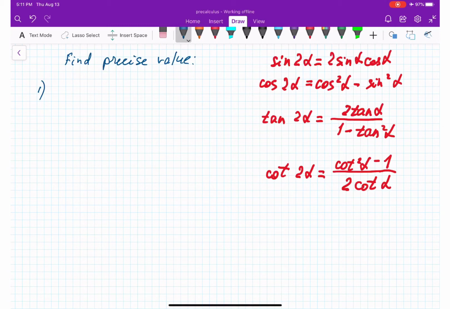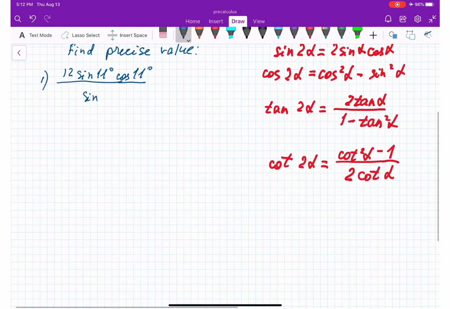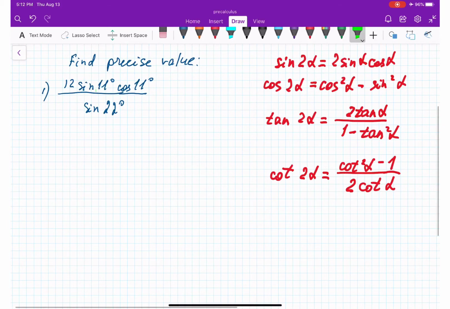So, first one, we have 12 sine 11 degrees cosine 11 degrees over sine 22 degrees. All right, so what is interesting, look here, 11 degrees, 11 degrees, but at the bottom here we have a double angle, 22 degrees.